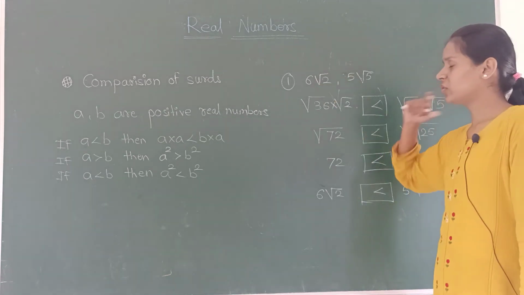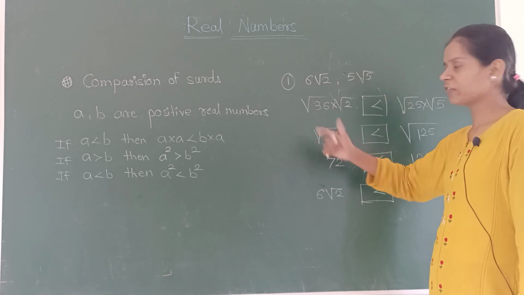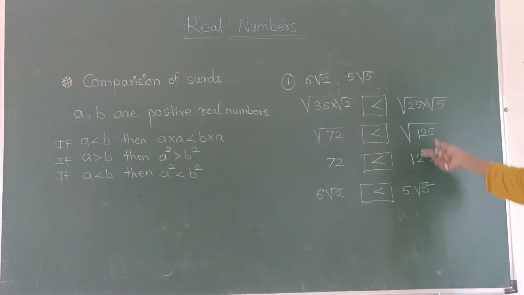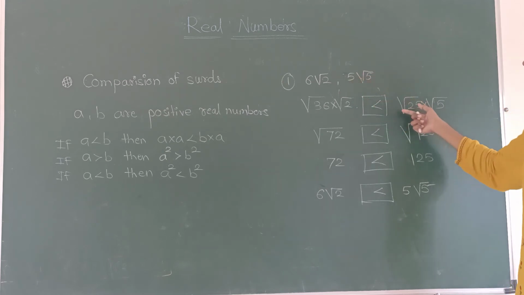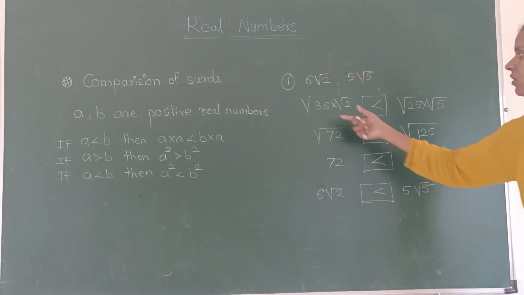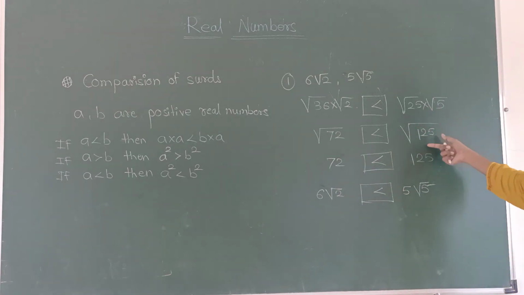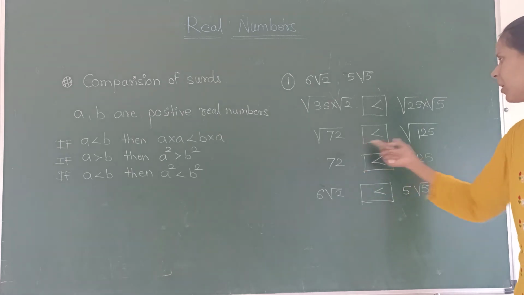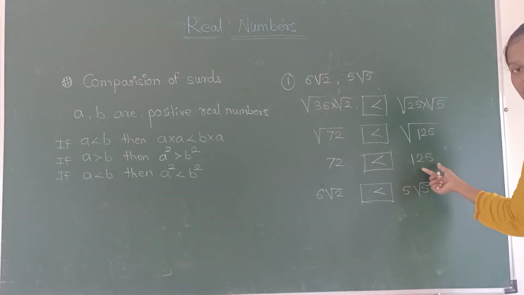6 under root of 2 can be written as, we take the root sign, so 6 becomes under root of 36 into under root of 2, and here 5 under root of 5 becomes under root of 25 into 5. 36 into 2 is 72, under root of 72. 25 into 5 is 125, under root of 125. We don't know the comparison here too, but we know 72 is less than 125.